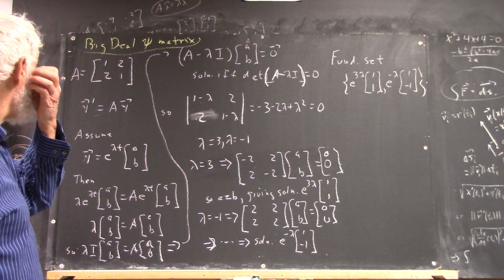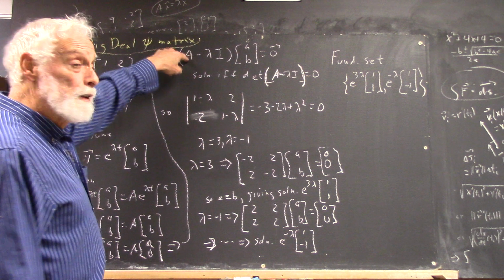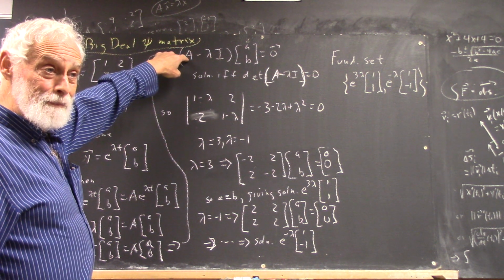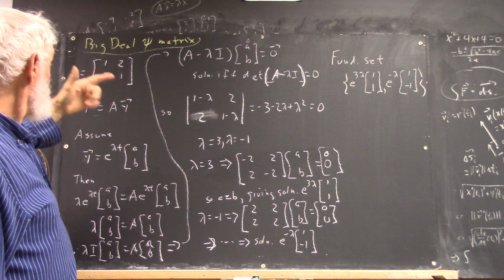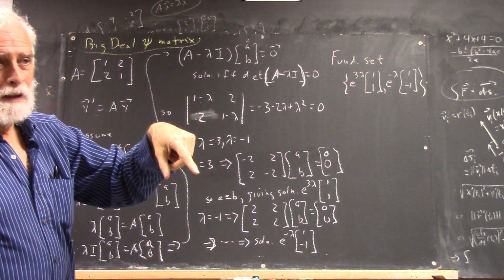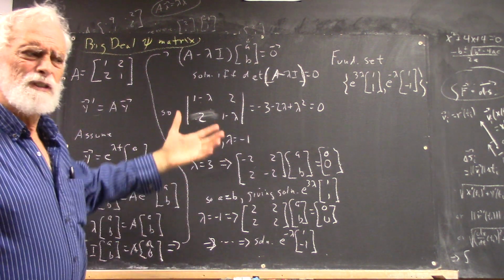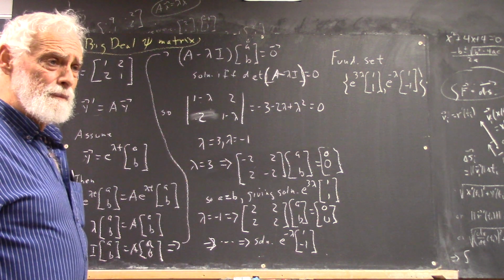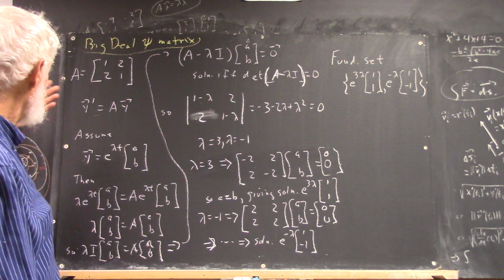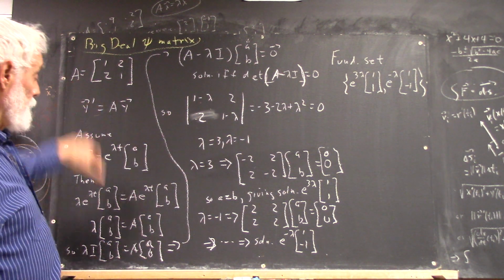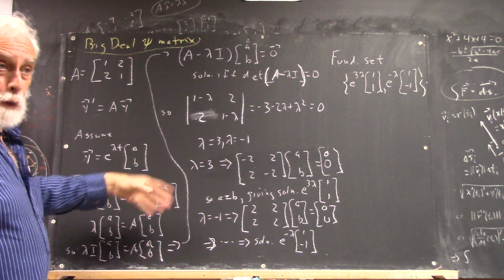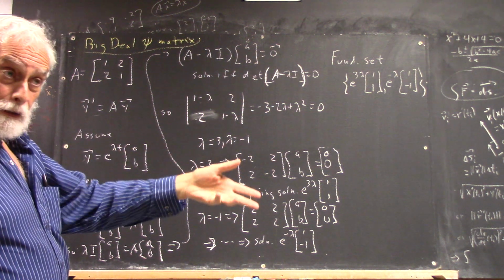Okay, anyhow, this is the big deal psi matrix. So we're just working an example in the book, in section 6.5, is it? Whatever section, it refers back to a previous example where they actually worked all this out. So I'm just working it all out as a review of what we did last time.